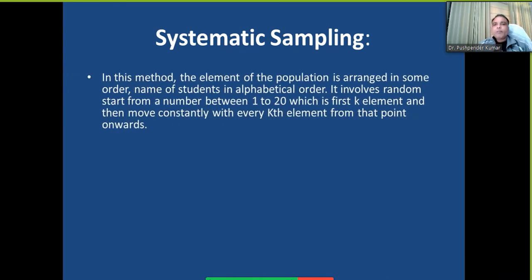In this method, the elements of the population are arranged in some order, such as the names of students in alphabetical order. It involves a random start from a number between 1 and 20, which is the first k element, and then moving constantly with every kth element from that point onwards. So, for example, you have a sampling frame, and then you go for the 5th, 10th, 15th, 20th, 25th, 30th, 35th, like this.